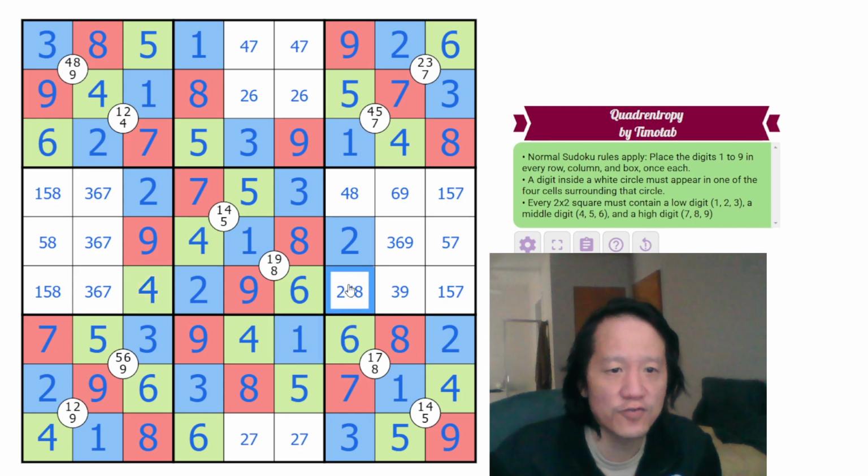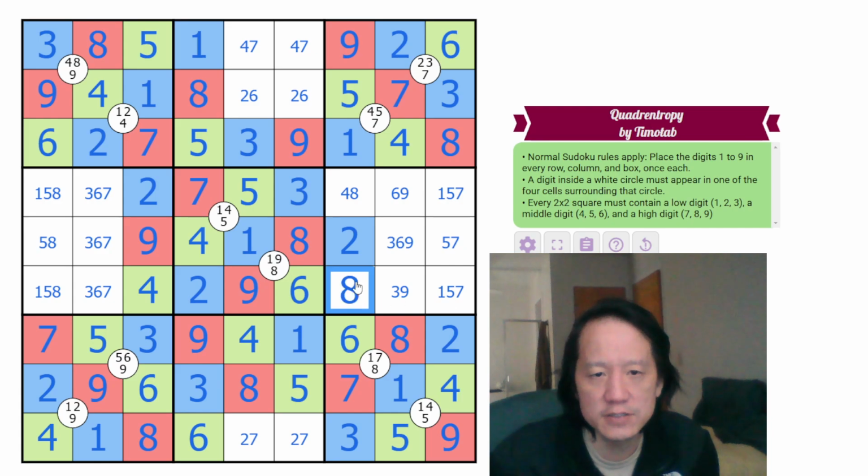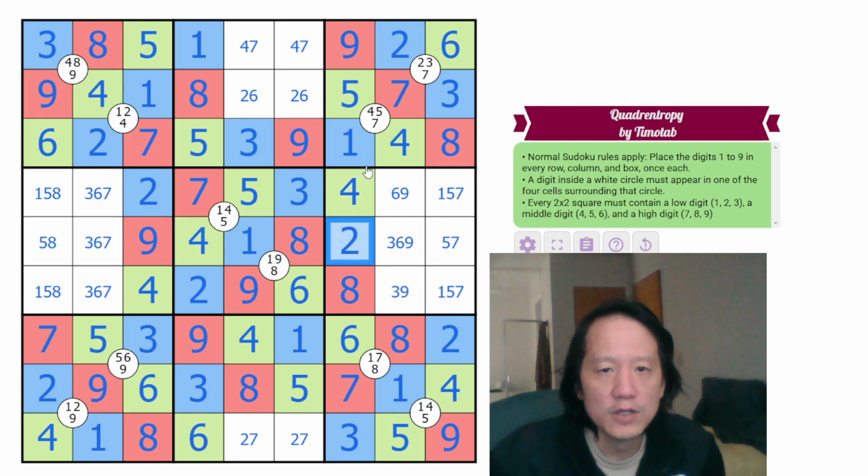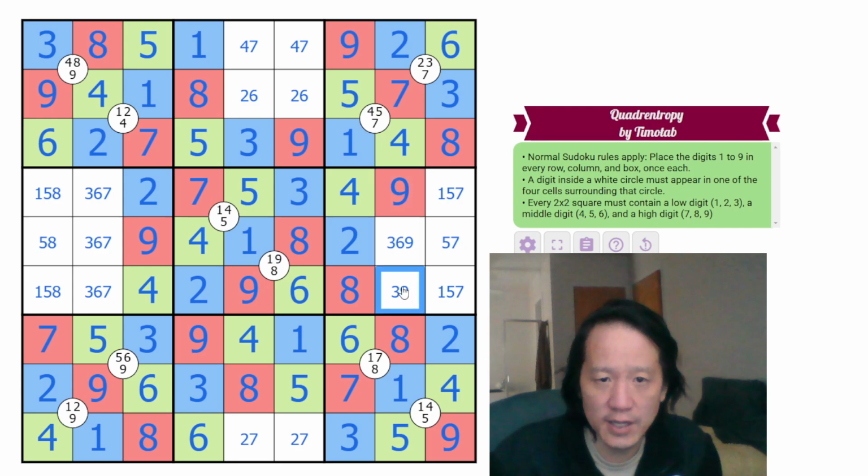This can't be 2 or 4 anymore, so it must be 8, which is a high. This can't be 8, so this is 4 and a middle. This 2x2 area has 2 middles and a low, so it's missing a high. So therefore this is high, which makes that a 9. That can't be a 9 anymore. It can't be 6, so it must be 3, and therefore it's a low. This is a middle, and it's 6.